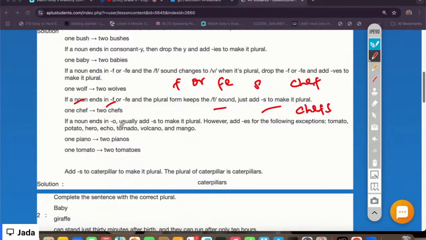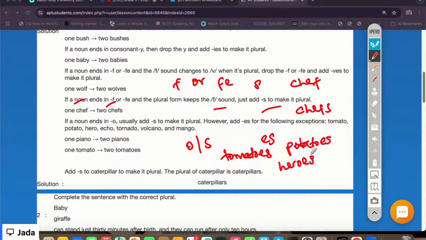All right, so if a noun ends with o, usually add s. Okay, Alvina. Usually add s to make it plural. So if it ends with o, you add s to make it plural. But we have some exceptions where we add es. So we have tomatoes, you have to add es. We have potatoes. So all these, heroes, you add es to them.